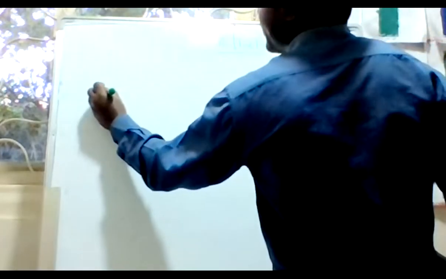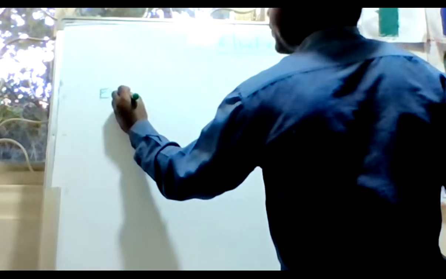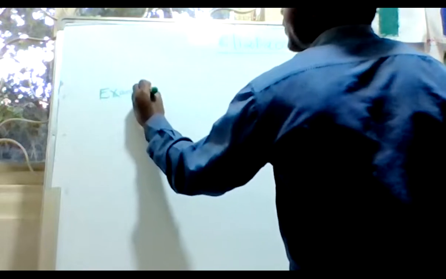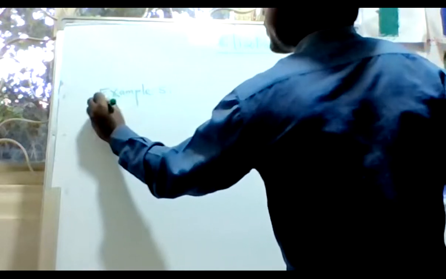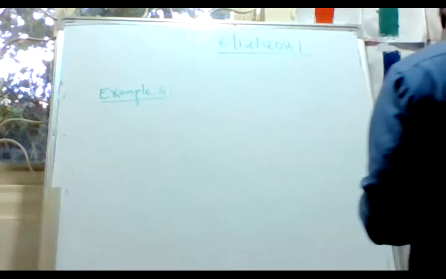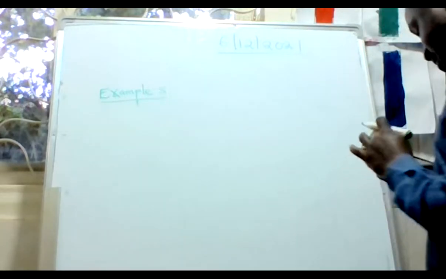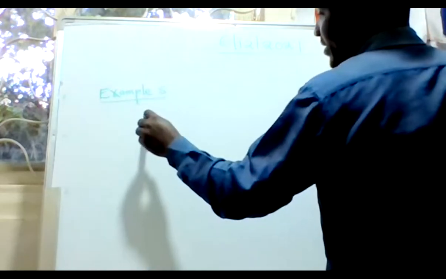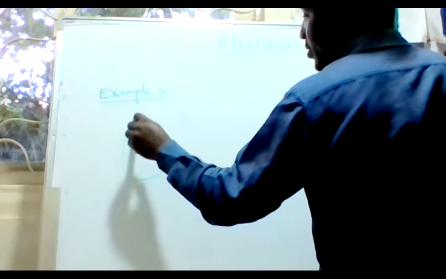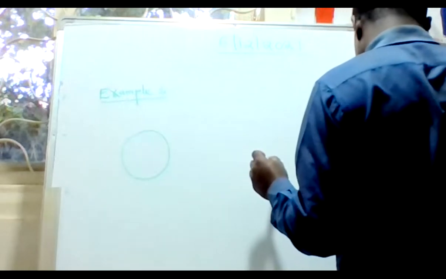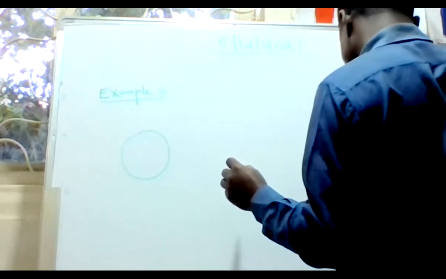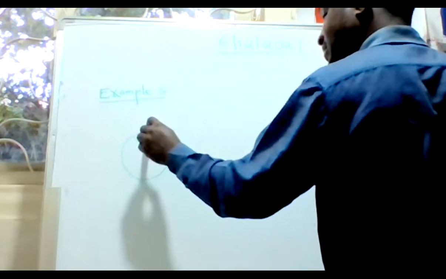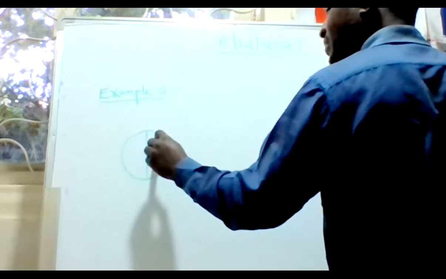Number 5. Example 5: you're told that a copper rod 2 meters long, and with diameter 3 centimeters, you can deal with sketching this. 2 meters long and diameter 3 centimeters.